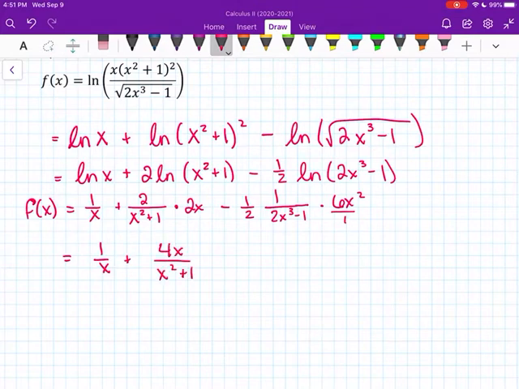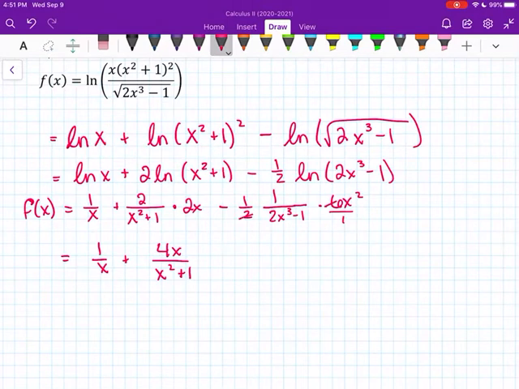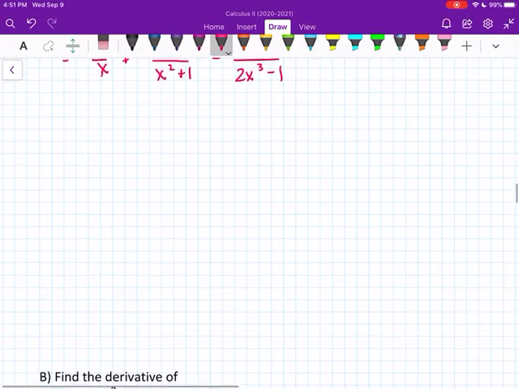Okay, so now if I simplify, I get 1 over x plus 4x over x squared plus 1 minus, and then a 2 cancels here, so I get 3x squared on the numerator over 2x cubed minus 1. Okay, and so that's our final answer. That's our derivative there. All right, let's try the next example.